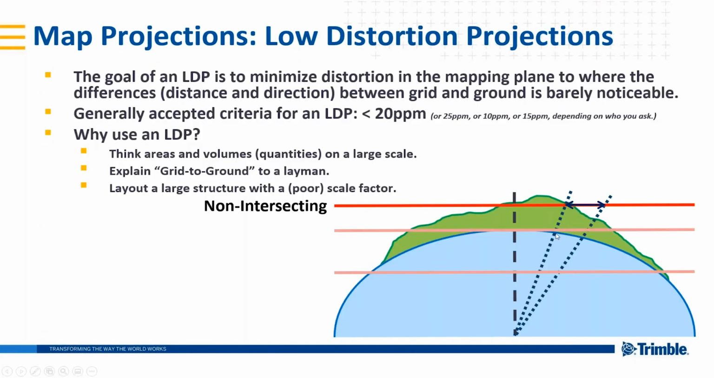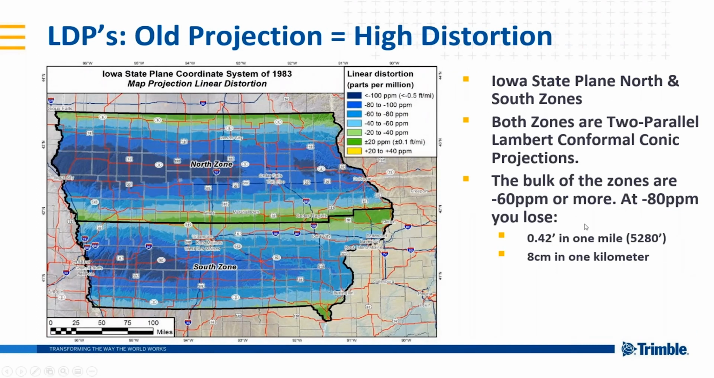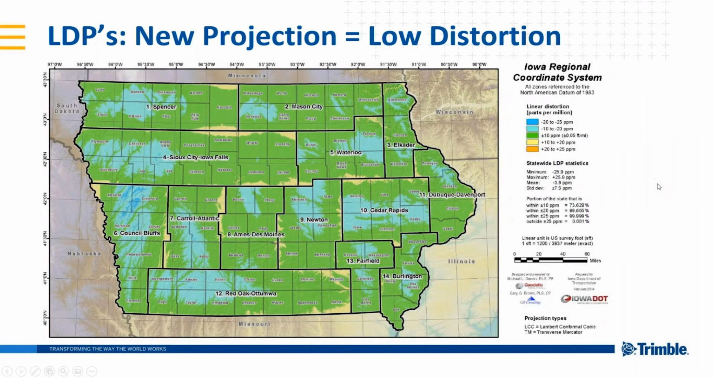elevation scale factor. The further away you move from your mapping plane and your ellipsoid in either direction, you're introducing elevation scale factor. So long story short, the new zones, these LDPs, essentially really account for the elevation scale factor in terms of creating your parts per million. And when I say parts per million, if we are say at 20 parts per million, that would be, let's see here.